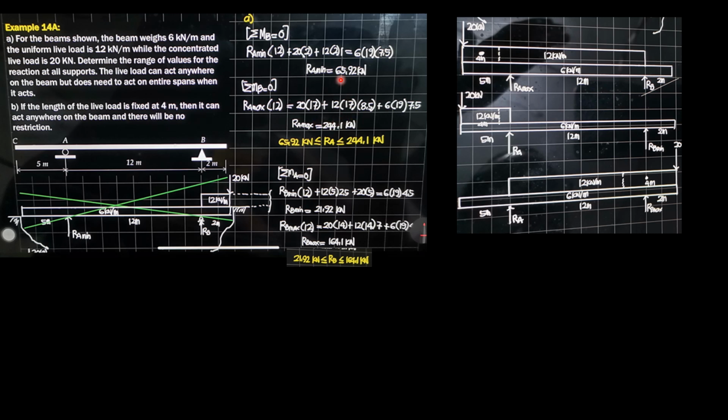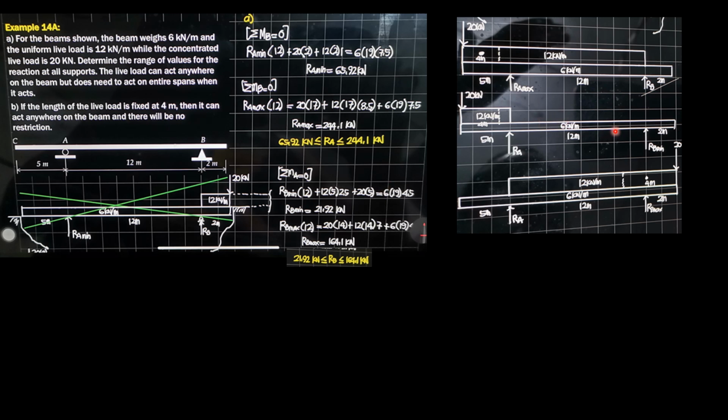We now set up the force envelopes for RA. It is 65.92 kilonewtons less than or equal to RA, and RA is less than or equal to 244.1 kilonewtons. So as long as these are the live loads, 12 kilonewtons per meter and this 20 kilonewton load, this would be the range of values of RA, no matter how you place the load. That's it, the live load.